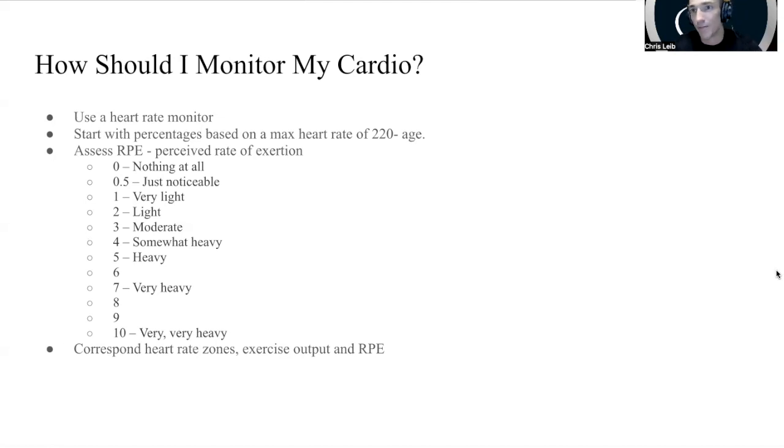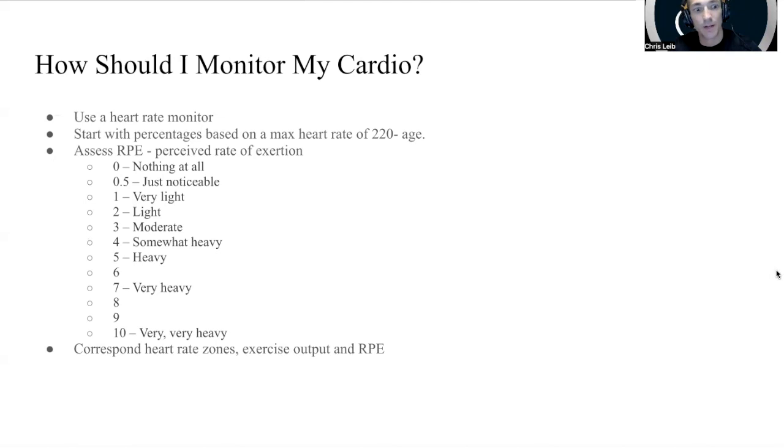0 would be nothing at all, so you're basically not moving. 0.5 is just noticeable, so you might just get up and walking around very leisurely, pacing. And then 1 and 2 would be very light and light, and that can correspond to maybe a zone 1 type of exercise. 3 would be considered moderate activity. 4 would be somewhat heavy. 5 would be heavy. So 3 to 5, you might be in your zone 2.